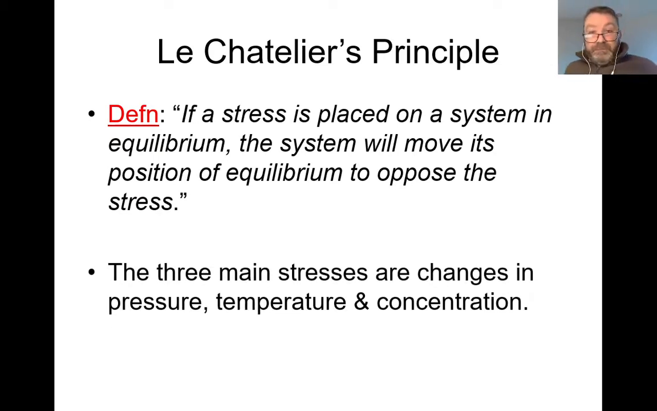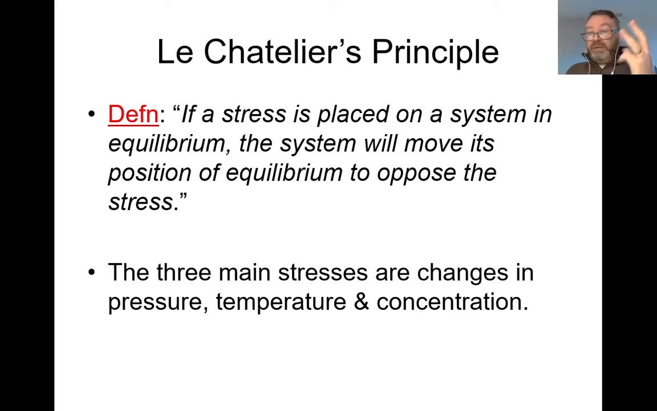Now, what are the stresses? The stresses are threefold. Number one, pressure. If you have a system that is already in dynamic equilibrium and you start to change the pressure around that system, i.e. increase the pressure or decrease the pressure, then the equilibrium is going to move. Okay, equilibrium will respond to changes in pressure. If I change the temperature of the system, again, that's another stress to which the position of equilibrium will move. And finally, if I physically change the concentration of any one of the reactants or products, then again, that's a stress to which the position of equilibrium will respond.